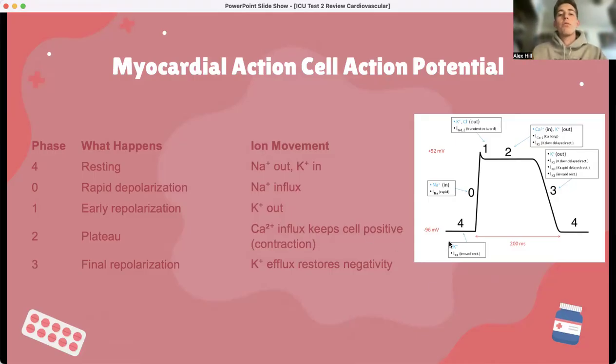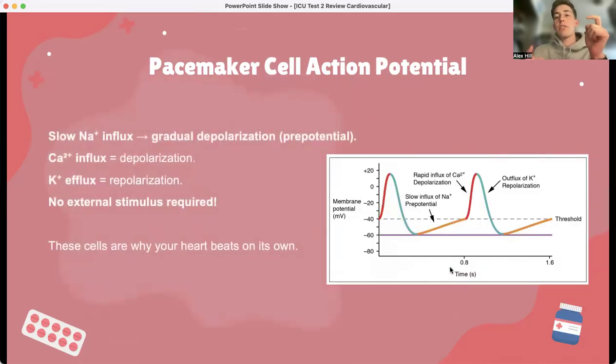So 4 is resting. This is just typical. The sodium's going out, potassium is coming in. And then you get a sodium influx. So sodium is positive, which means that you go from a negative value and you hit the threshold and then you go up to a more positive value. And then you have this one, which is potassium starts to go out, and that's why, okay, so you're losing positive, it gets a little bit more negative, and then calcium comes in, keeps it positive, and then eventually your potassium continues to go out and calcium stops coming in and then you get that repolarization again. It becomes negative.